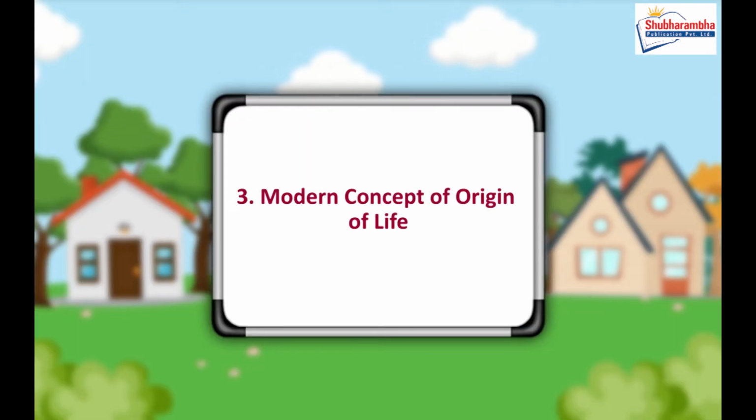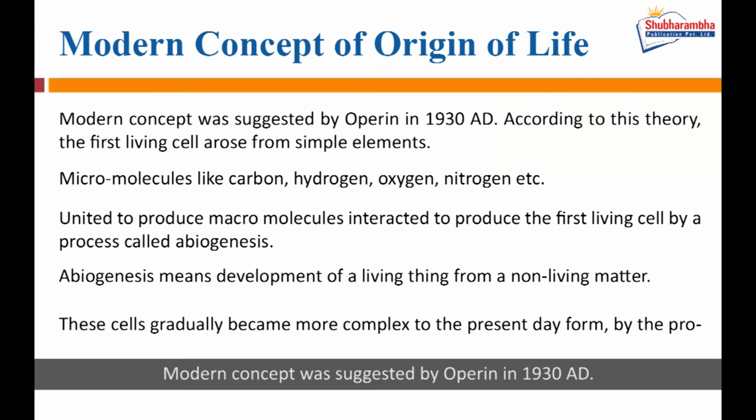3. Modern concept of origin of life. The modern concept was suggested by Oparin in 1930 AD. According to this theory, the first living cell arose from simple elements. Micromolecules like carbon, hydrogen, oxygen, nitrogen, etc. united to produce macromolecules, which interacted to produce the first living cell by a process called abiogenesis. Abiogenesis means development of a living thing from non-living matter. These cells gradually became more complex to the present-day form by the process of organic evolution.